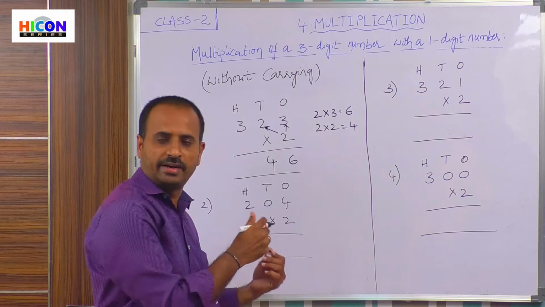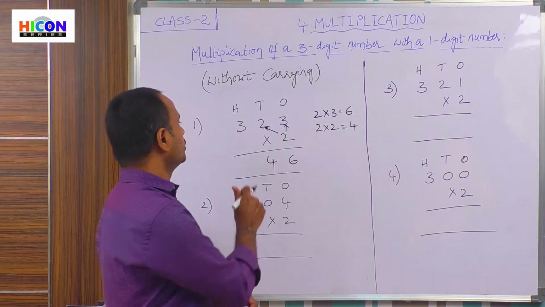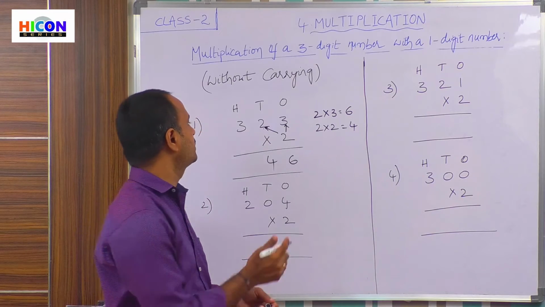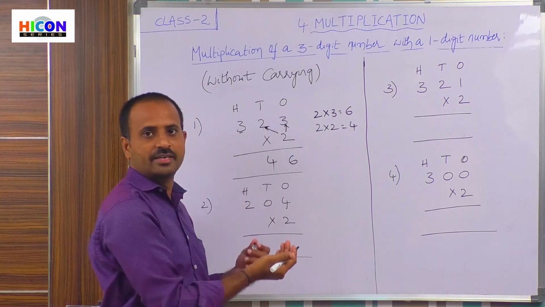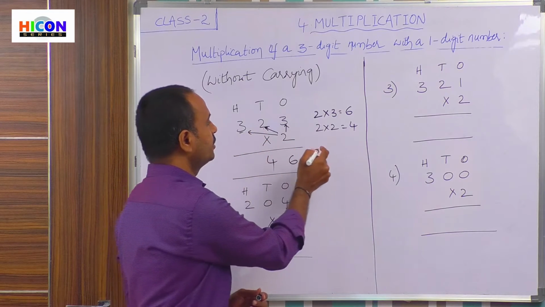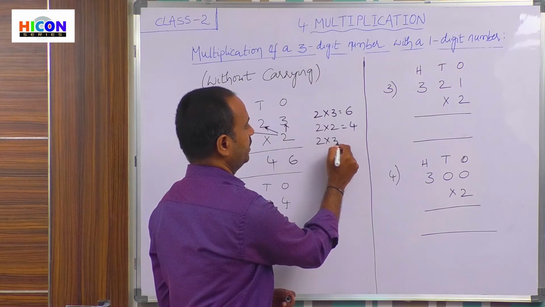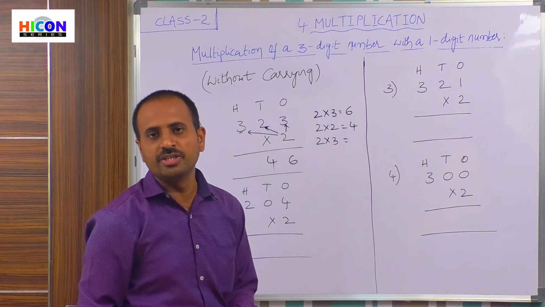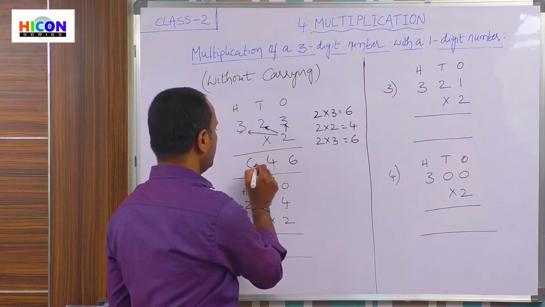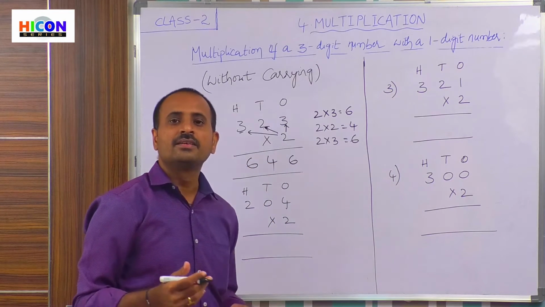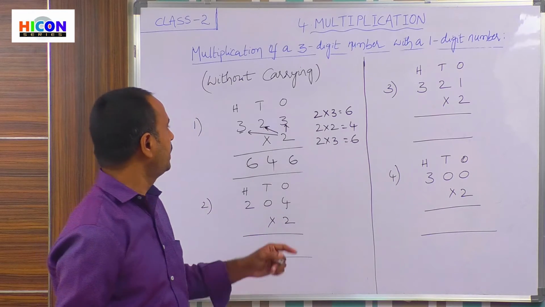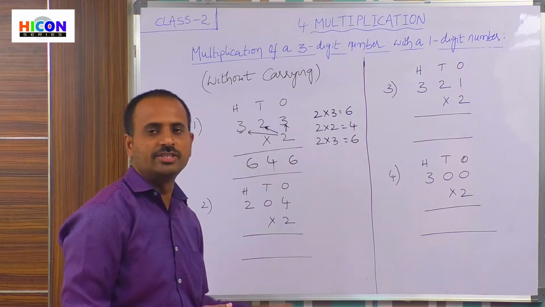Now next go to hundreds place. Multiply the digit present in hundreds place with 2. What is present in hundreds place? Here 3 is present in hundreds place, and multiply 3 with 2. That is 2 into 3. Children, again how much is 2 threes? 2 threes are 6. So write 6 under hundreds place. So the answer is 646. Children, in this way we can multiply a 3-digit number with a 1-digit number.